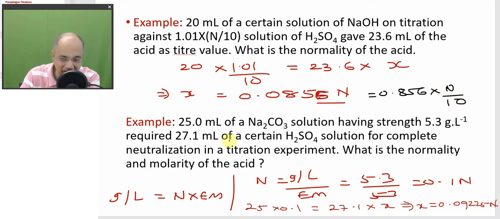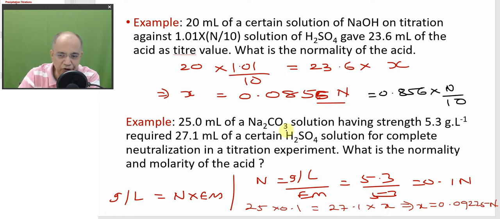Right? Now another one. 25 ml of sodium carbonate solution having the strength in 5.3 grams per liter. We just discussed how to convert grams per liter into normality and vice versa, we know. So sodium carbonate solution, as I shall tell you after a bit, is a standard solution. You can prepare an accurate normality of sodium carbonate solution by weighing method. We shall see just after a bit.